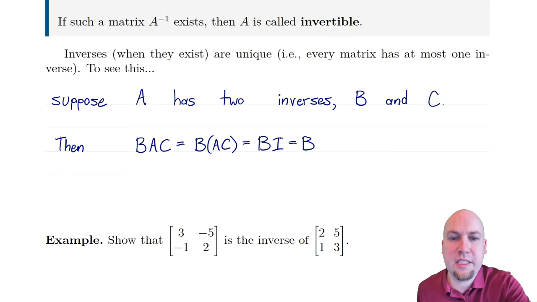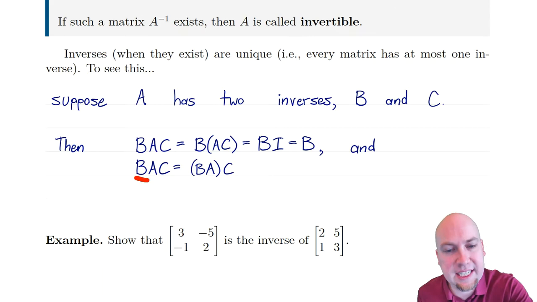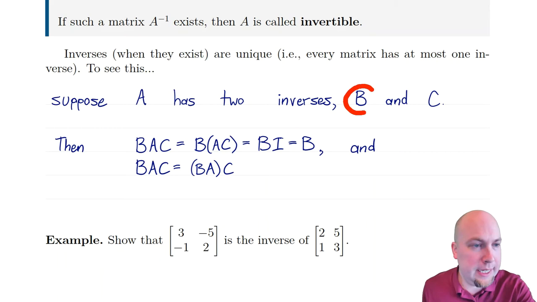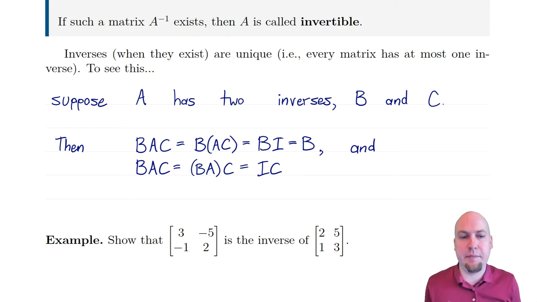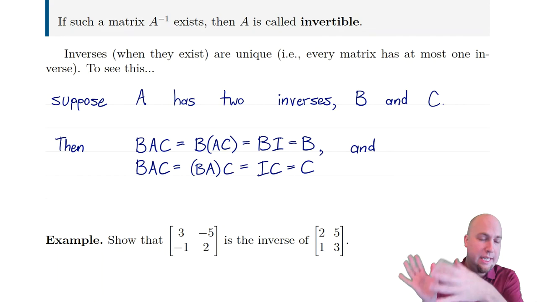But also, if I group things in a different way, if I take the exact same product but this time group B and A together, then again, remember B is an inverse of A. So that means that B times A has to be the identity matrix. So this is identity times C as well, which of course is just C. Multiplying by the identity does nothing. But now you just trace these equalities through.